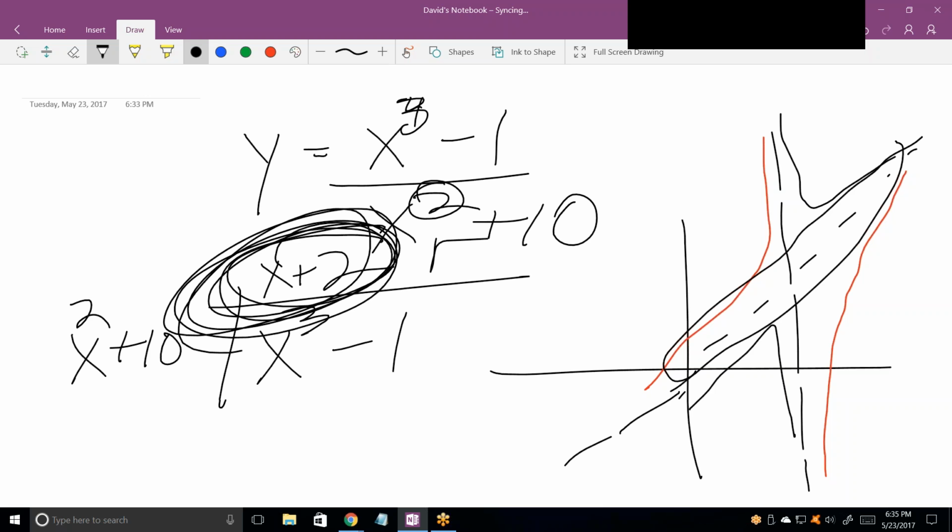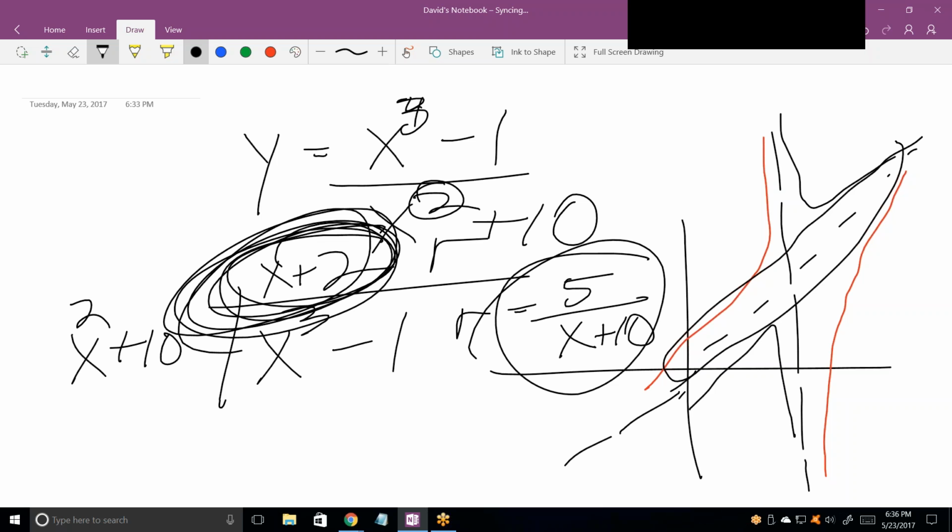Now, the remainder is important in that if the remainder is, say, 5 over x plus 10, then there's a vertical asymptote based on that also. In other words, x could never be minus 10. So that would create a vertical asymptote.